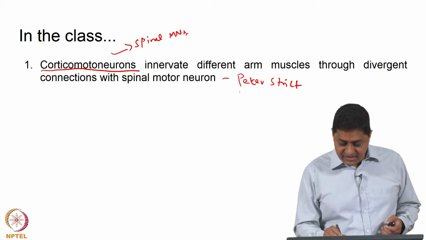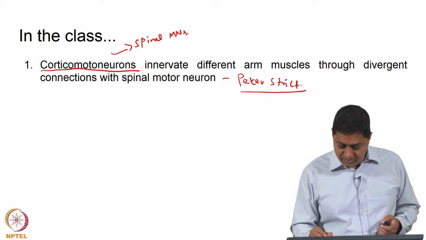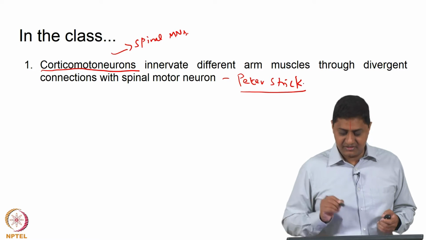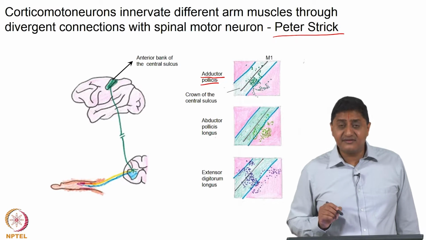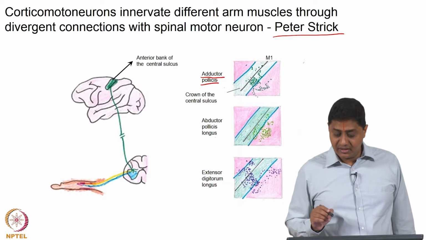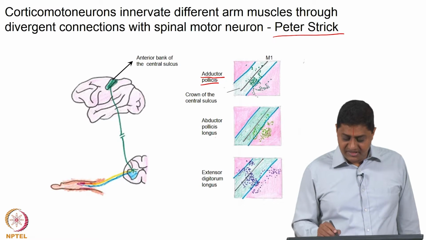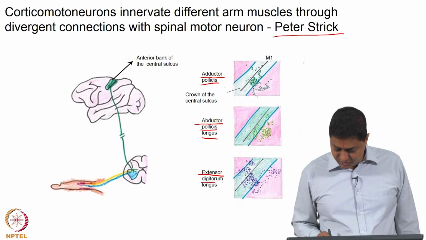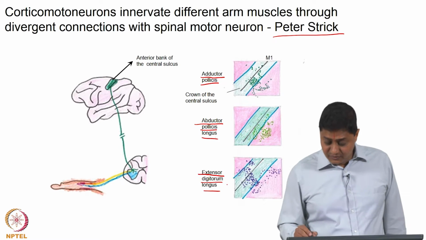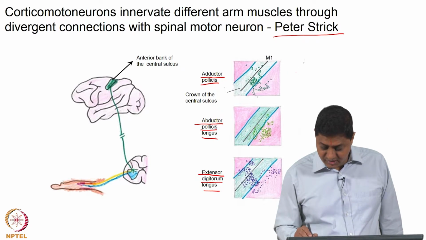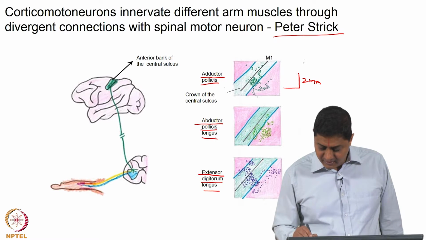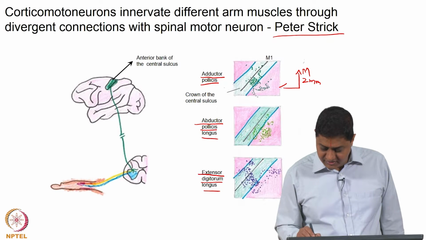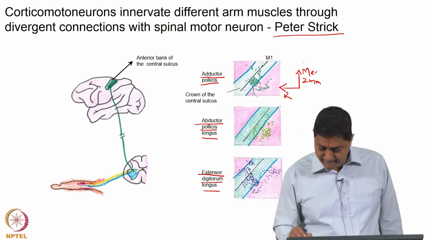So, here we will discuss the work of Peter Strick. What is shown is the set of neurons that innervate the muscle adductor pollicis. Here in this picture abductor pollicis longus, and here in this picture extensor digitorum longus. This distance is about 2 mm. This direction is medial and this direction is rostral.